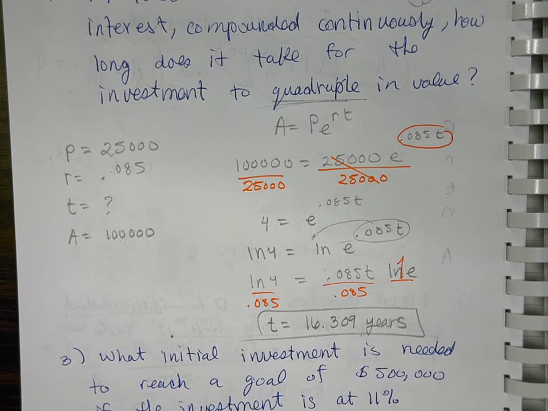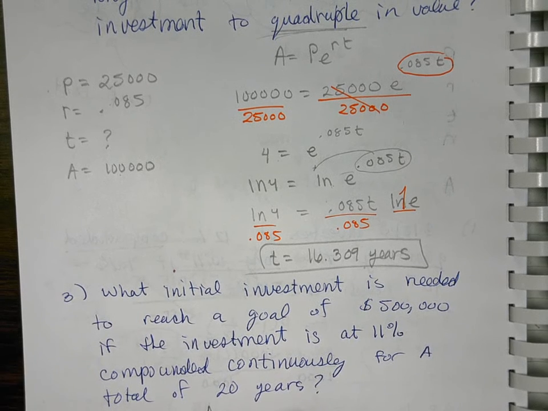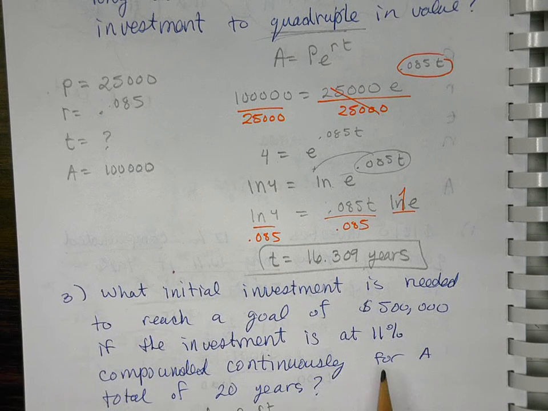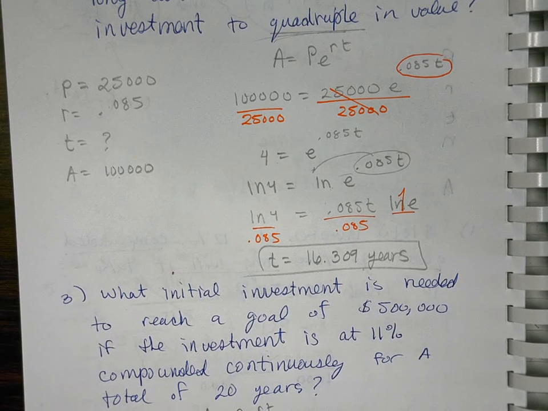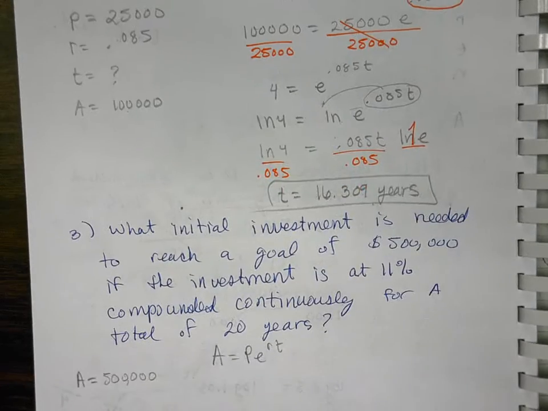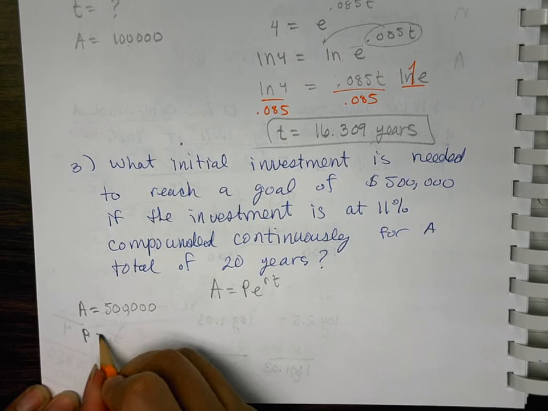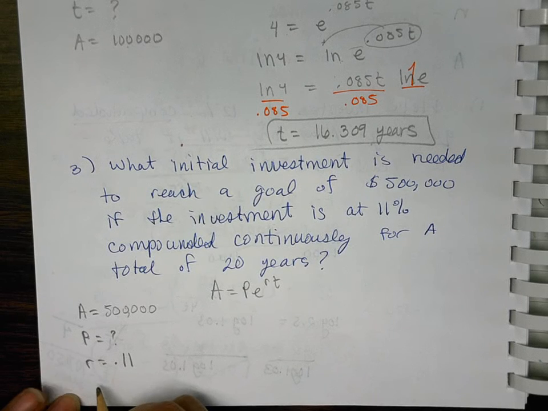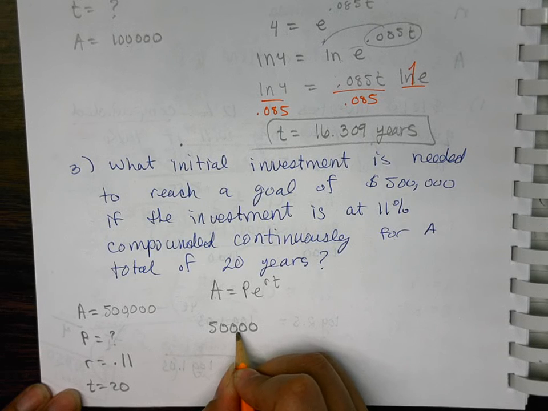All right, let's at least plug things in and talk about how to solve it. Is it the PERT problem? Yeah. All right, what is the initial investment? A is how much we end with. How much do we want to end with? 500,000. Is that right? P, do we know what P is? That's what we're looking for. What is the rate as a decimal? And T, so when you plug it in, you have 500,000. One more zero, thank you.